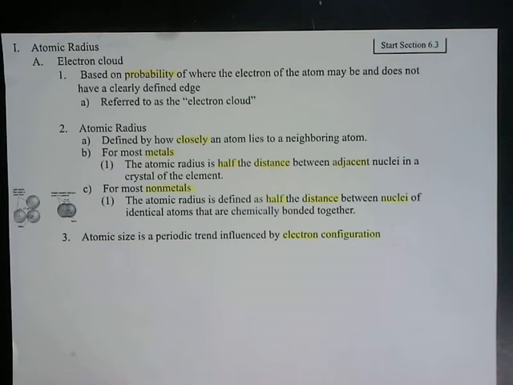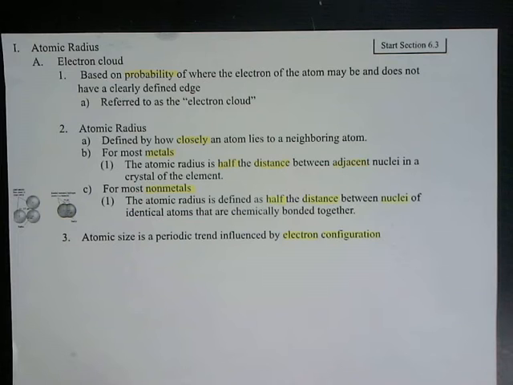Alright, so before we get into the trends, we have to understand something about atoms, and that is their radius. The atomic radius is the probability of where the edge of that electron cloud is. So in other words, it's a measure of the volume or size of an atom. Now, how they measure the atomic radius is how close an atom lies to another atom.